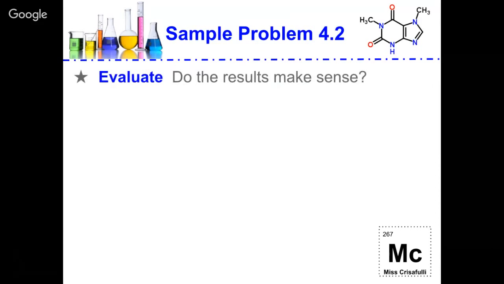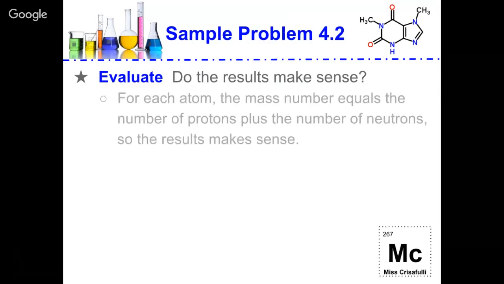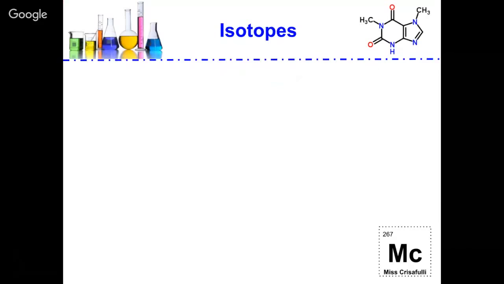So then we have to evaluate. Remember, that's the last step when we're doing mathematical problems. Does it make sense? It makes sense because the mass number is equal to the protons plus the number of neutrons, and the atomic number is equal to the number of protons and electrons because these atoms are neutral.